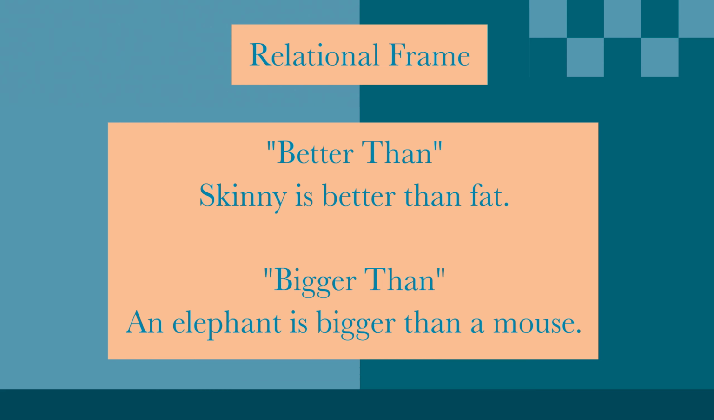Let's consider this phrase. Skinny is better than fat. The relational cue, better than, in this statement feels similar to something else like an elephant is bigger than a mouse, but there's a critical difference, isn't there? The size relationship between the elephant and the mouse is based on observable reality, while the better than relationship between skinny and fat is entirely arbitrary, created by social or cultural training. The problem is we tend to treat these verbal relationships as though they're inherent truths.